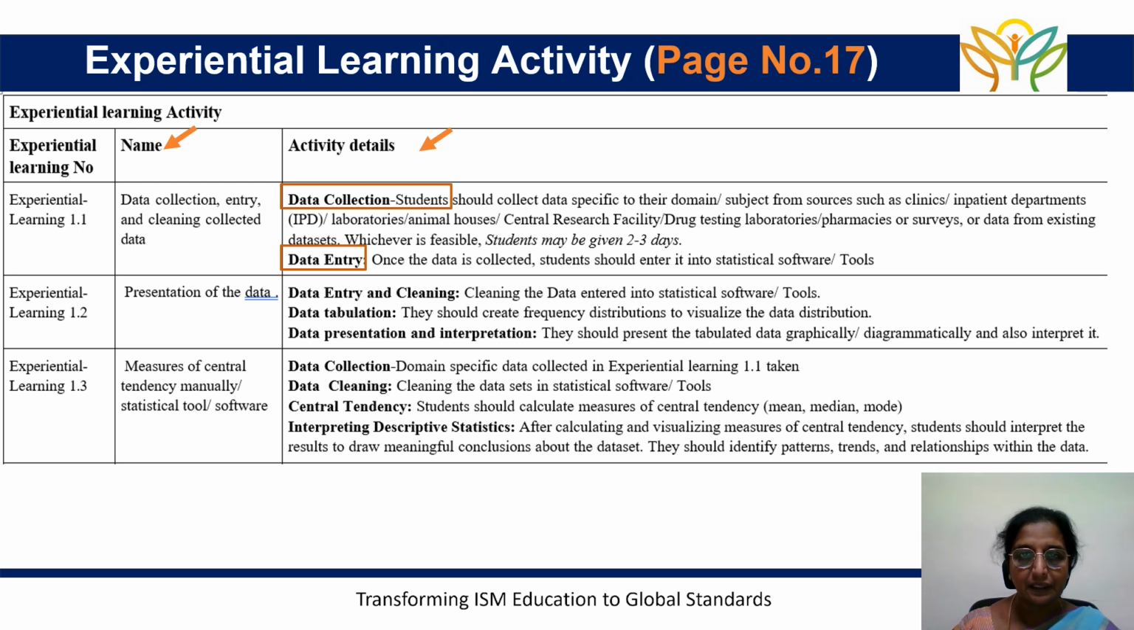Coming to experiential learning activity, this is a view of page number 17 from the curriculum. Here also you can see the experiential learning number in the first column, the name of the activity in the second column, and the activity details listed in the third column. As an example, experiential learning 1.1, the name of the activity is data collection, entry and cleaning of collected data. The activity details would be data collection by the students and data entry by the students. This also we will be discussing in detail in the forthcoming video.